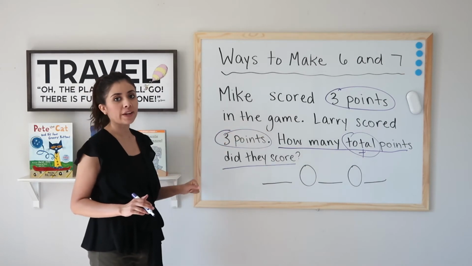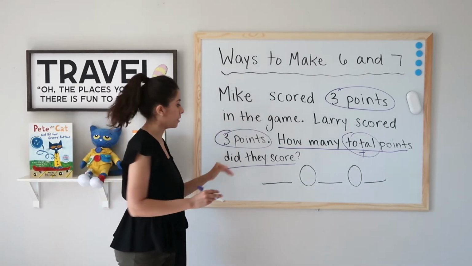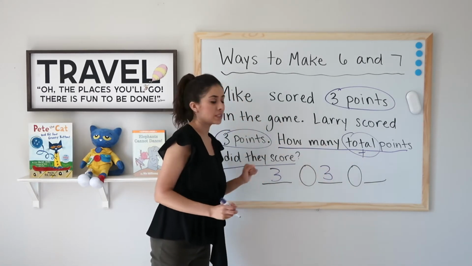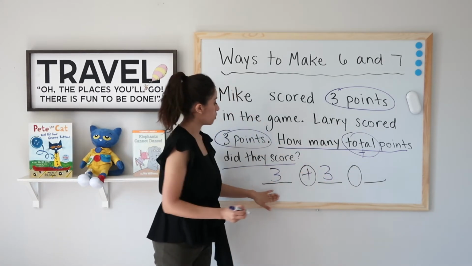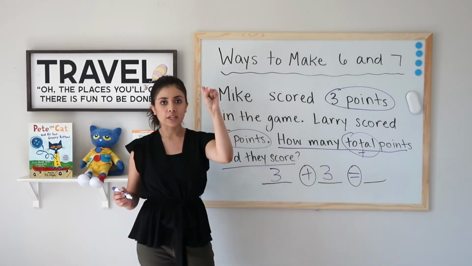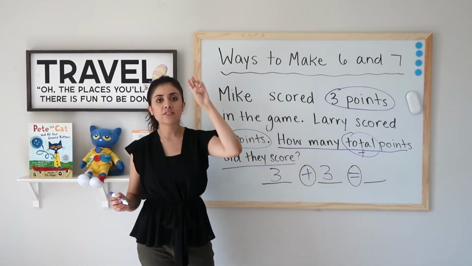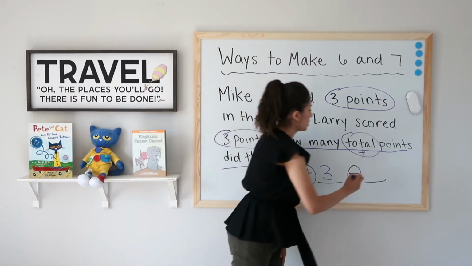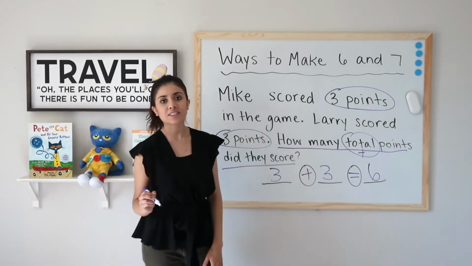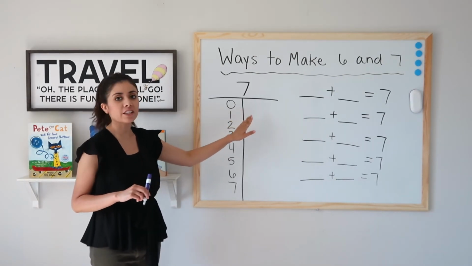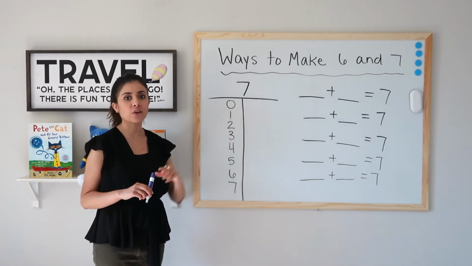So let's go ahead and write our two parts, 3 and 3. We know that total means to add. 3 plus 3 equals 3, 4, 5, 6. 3 plus 3 is 6. Very nice. Okay, so now we are going to find the parts that give me the sum of 7, okay?